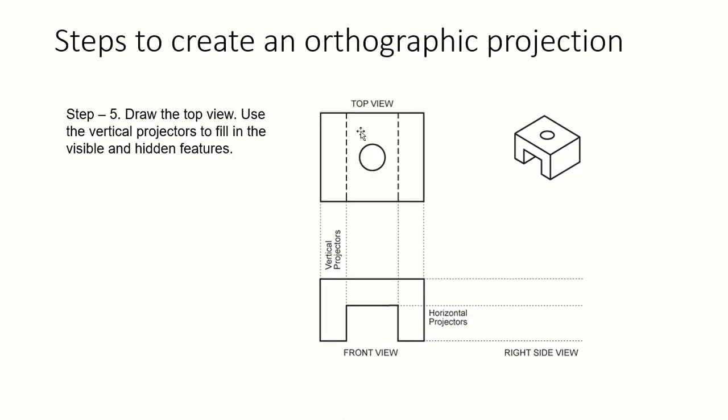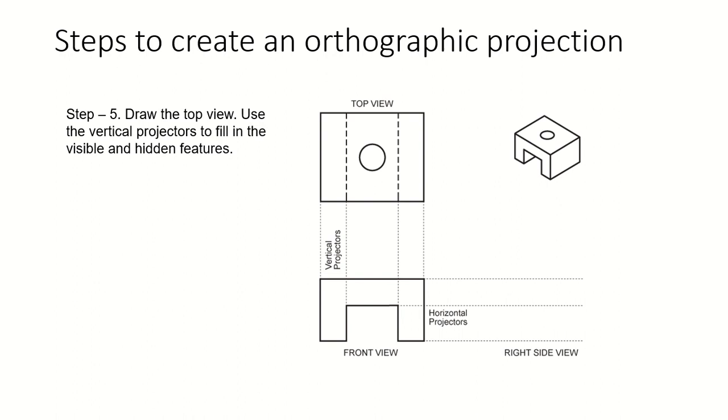Then we're going to draw the top view. We're going to keep the exact same dimension, which is the width, the same as that. We're going to use the vertical projectors to fill in the visible and then the hidden features. So you have hidden features right there. We draw this guy down there, and that guy down there, and then your circle, we can see it from the top.